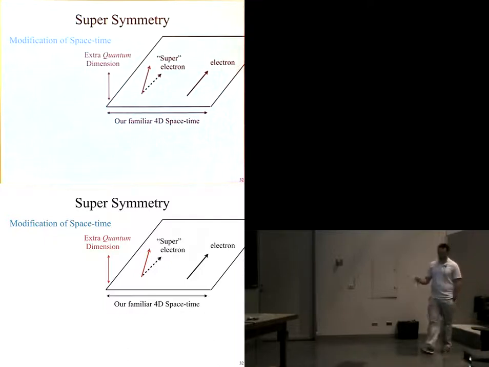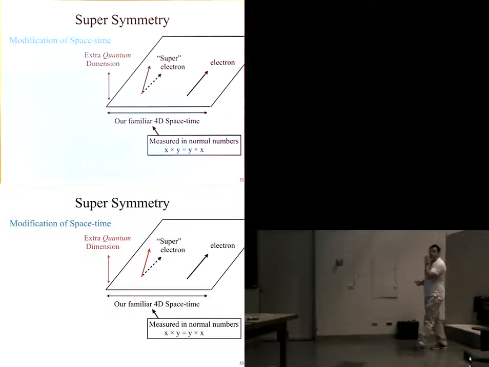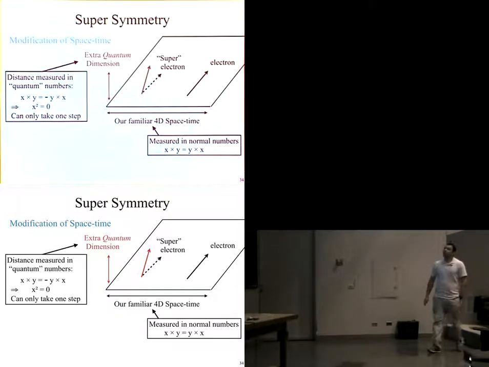And so the idea is you can also have particles that propagate in these quantum extra dimensions, and we call them superpartners to the particles in our familiar four dimensions. So if you have an electron that's propagating also in this quantum dimension, it's called a superpartner. And so the idea here is that, of course, in our familiar four-dimensional space-time, we measure distances in just normal numbers, numbers that everyone's familiar with. And in particular, if you exchange the numbers, x times y is equal to y times x. So fairly uncontroversial.